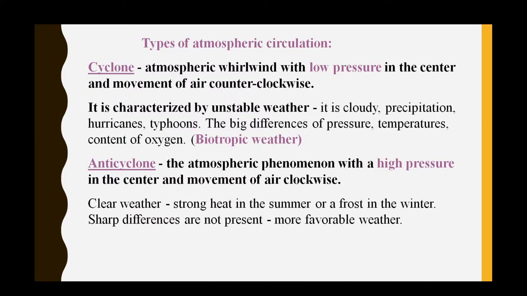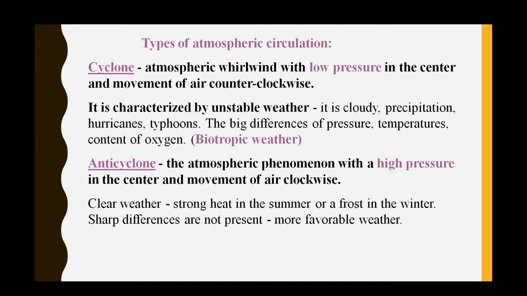Types of atmospheric circulation. For description of weather, we use special concepts, cyclone and anticyclone. What does cyclone mean? An atmospheric low, with low pressure in the center and movement of air counterclockwise. It is characterized by unstable weather. It is cloudy, with precipitation, hurricanes, typhoons. There are big differences of pressure, temperatures, content of oxygen, and such weather is biotropic, weather non-favorable for the organism, for humans.